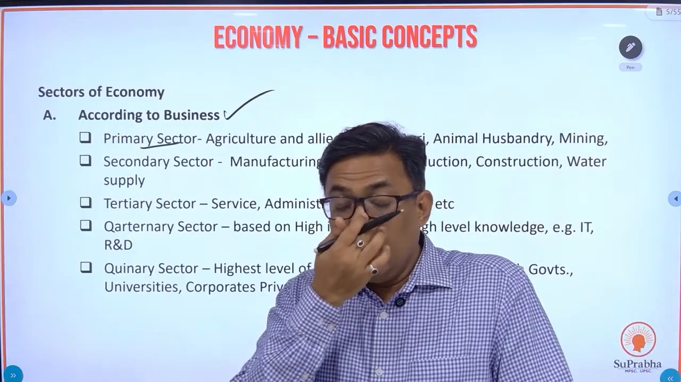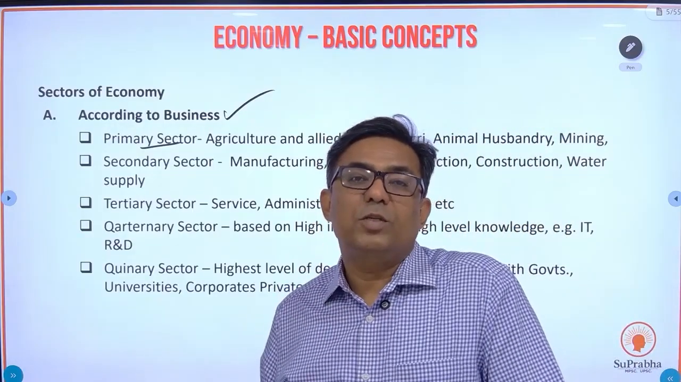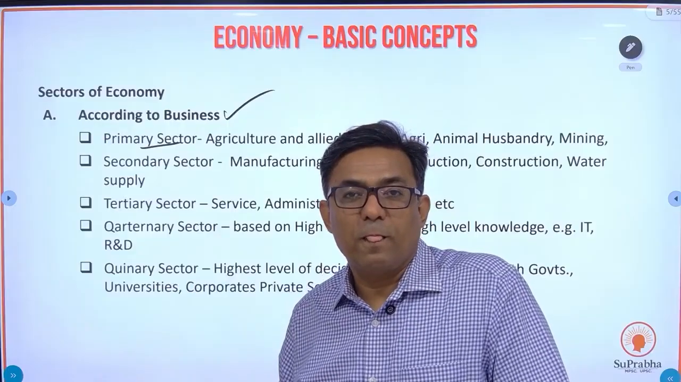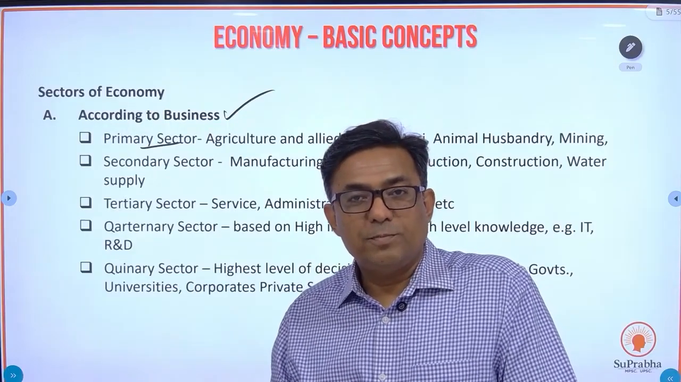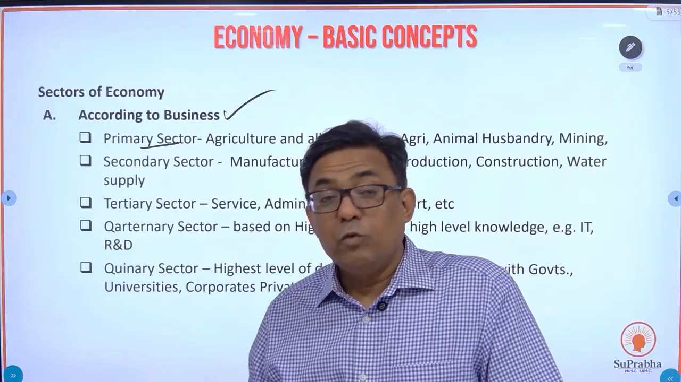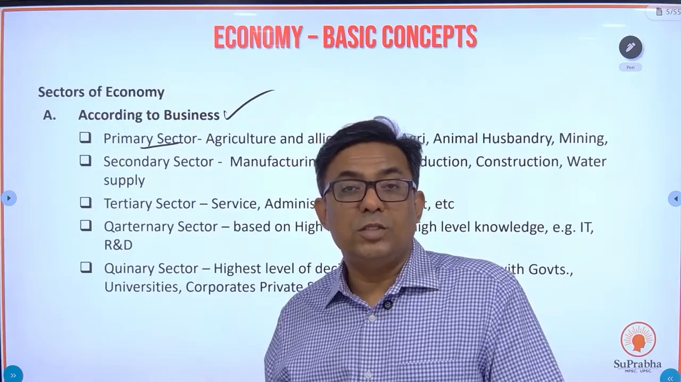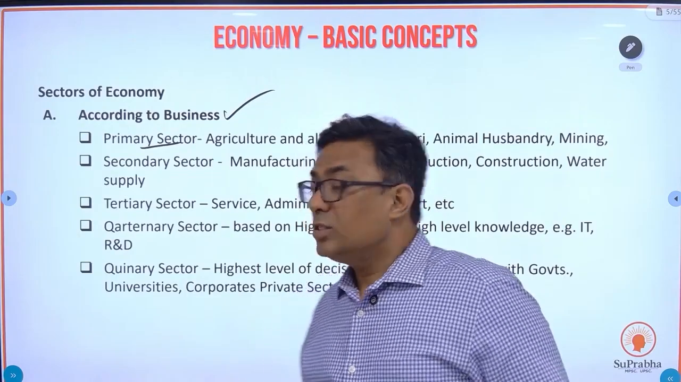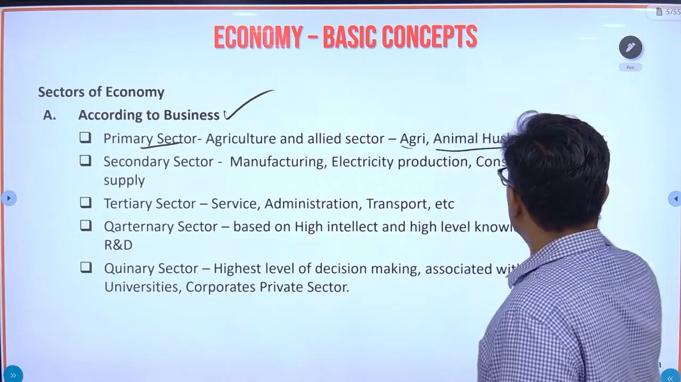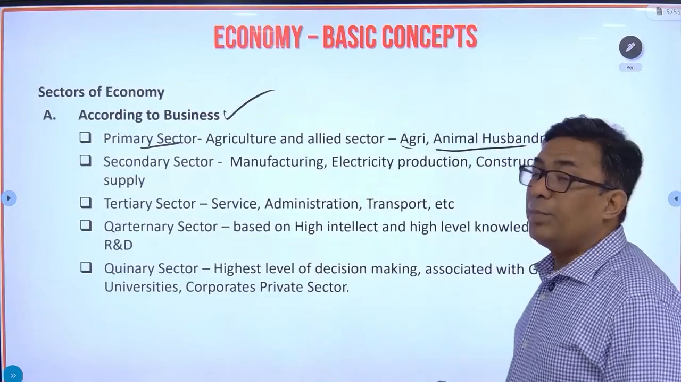Okay, it is based on nature. So whatever you get from nature, that falls in the primary sector. So what do you get from nature? Food crops, agriculture, horticulture, everything. Forest produce, fisheries. All these things you get from nature. So agriculture, animal husbandry, mining, this is all the primary sector.